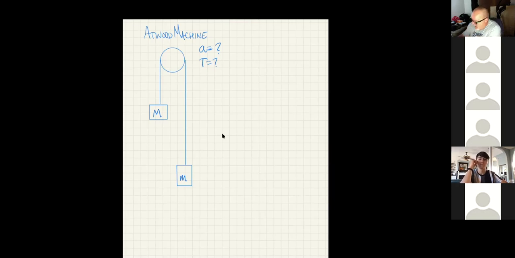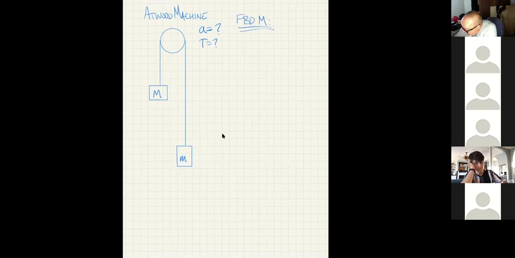Now, I'm going to draw a free body diagram for big M. It's going to be actually quite simple. You only have to do one dimension. I'm going to say that's big M.